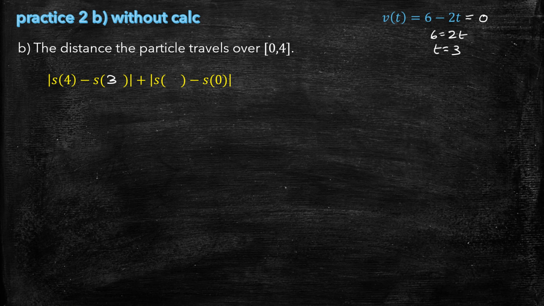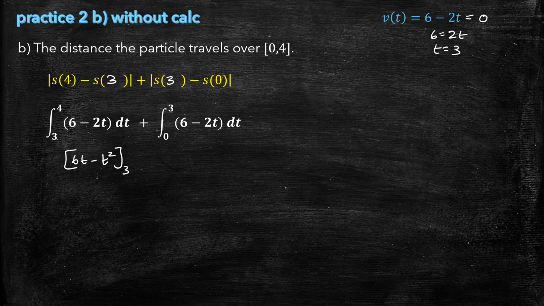So we're going to have to consider the displacement in those 2 sections. So let's call up this. That will be the area under the curve from 3 to 4 under the velocity function, and then from 0 to 3. So let's just quickly calculate these. So there's the antiderivative from 3 to 4, and from 0 to 3. And I'll let you do those calculations to save a bit of time, but this will come out to be -1. And from 0 to 3 will be 9.